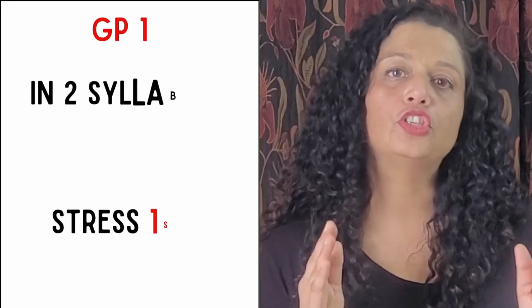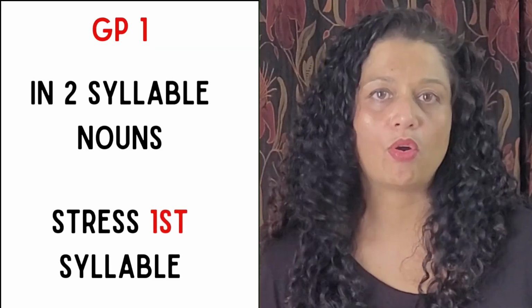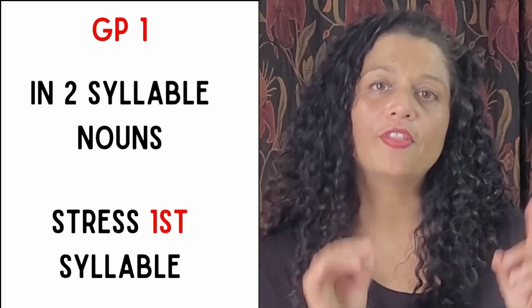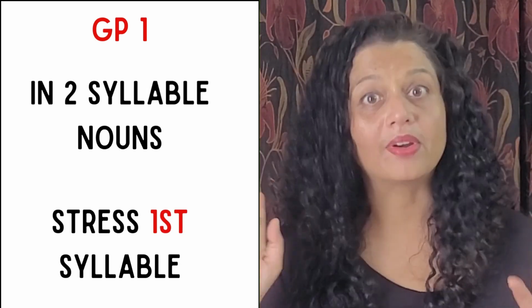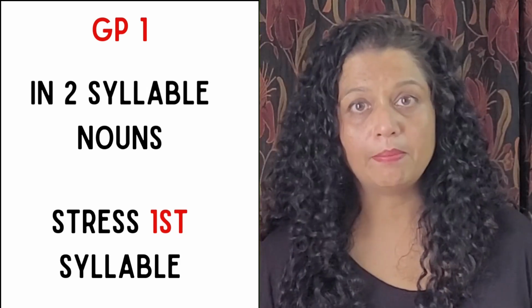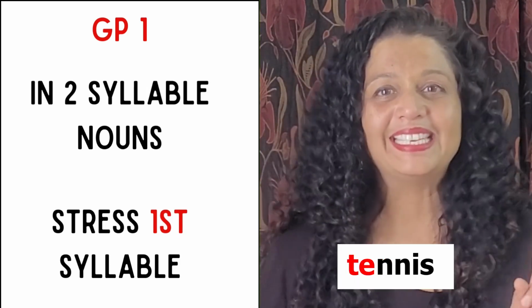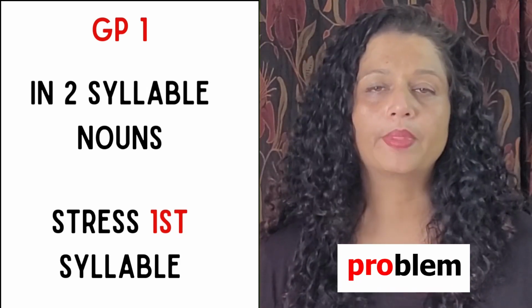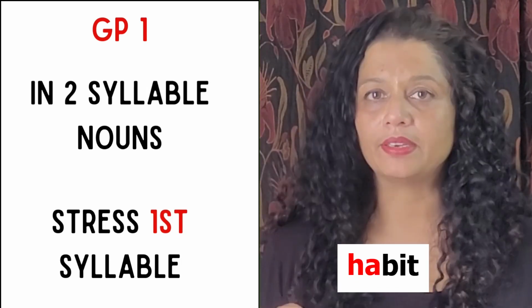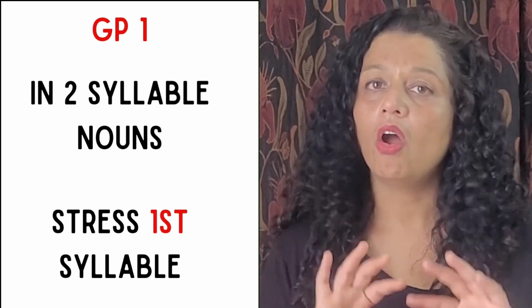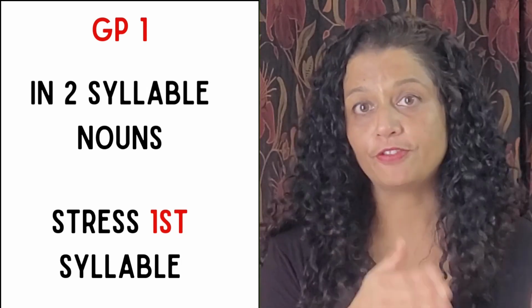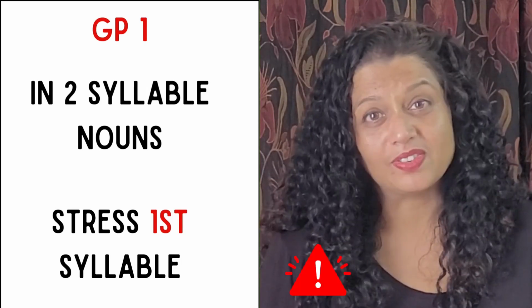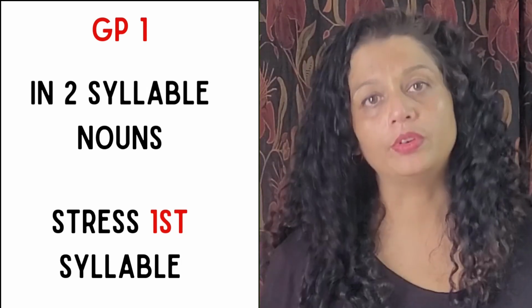If you have a 2-syllable word that is a noun, the stress falls on the first syllable. Remember, guiding principle. Here are some examples: napkin, tennis, problem, picnic, habit, relish. All nouns, and the stress is on the first syllable. Here are some exceptions: balloon, buffoon. Just off the top of my head, those were the 2 I could come up with. I'm sure there are many more. Hence, not a rule, but a guiding principle.